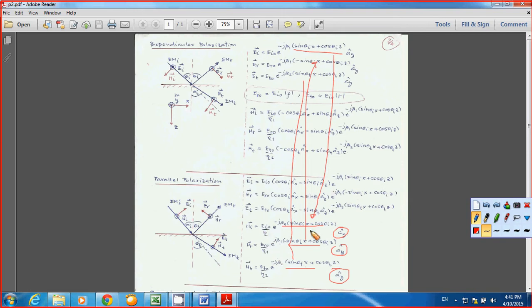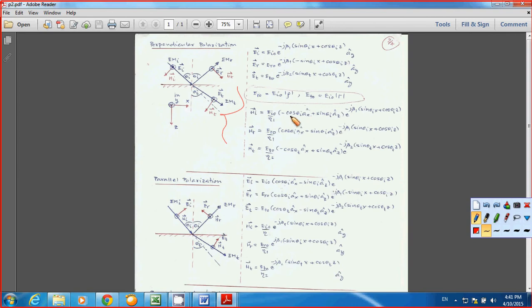Alright, so this is Ei0 over eta. This one has to be eta 1, and then Hr is Er0 divided by eta 1, but Ht has to be divided by eta 2. Now what about Ei? Same as I explained for Hi of perpendicular polarization. You can think about it.